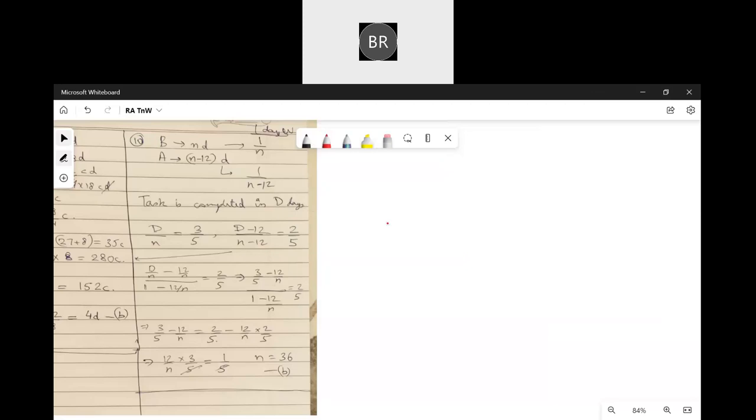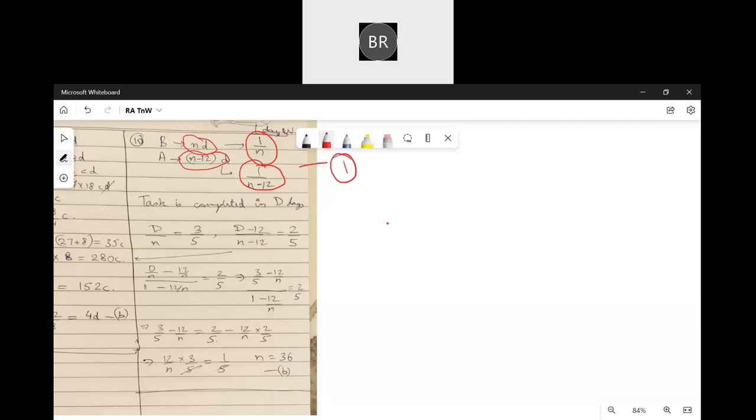If I now carefully try to understand the steps, if I take total work as one, what will B's one day work be? 1 by n. The question says B takes 12 days more, so if B takes n days, A will take n minus 12 days, and one day work of A and B will be 1 by n and 1 by n minus 12 respectively. Let's call this step part number 1. Let's go to the next one.